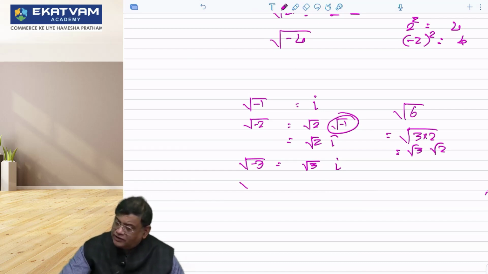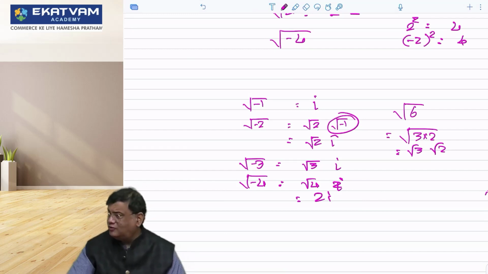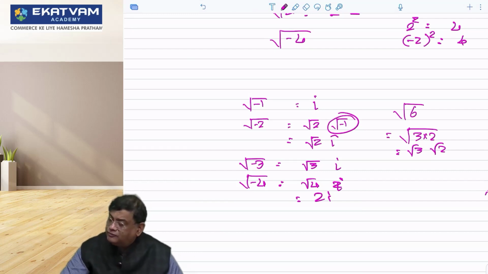Then what is root of minus 4? So this is root of 4 into i. And therefore you can say this is 2i. Of course you could have said minus 2i, but minus 2 squared is also 4. So this is plus or minus 2i. But anyway, root of minus 4 is 2i. What about root of minus 5?